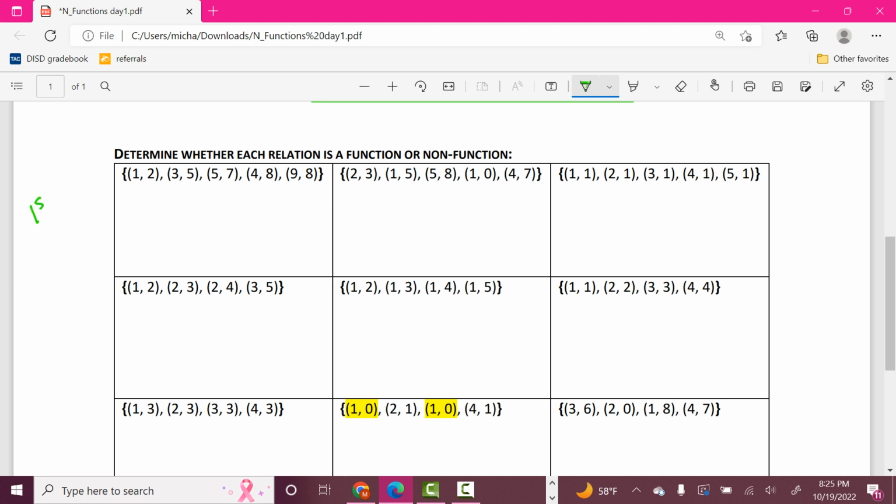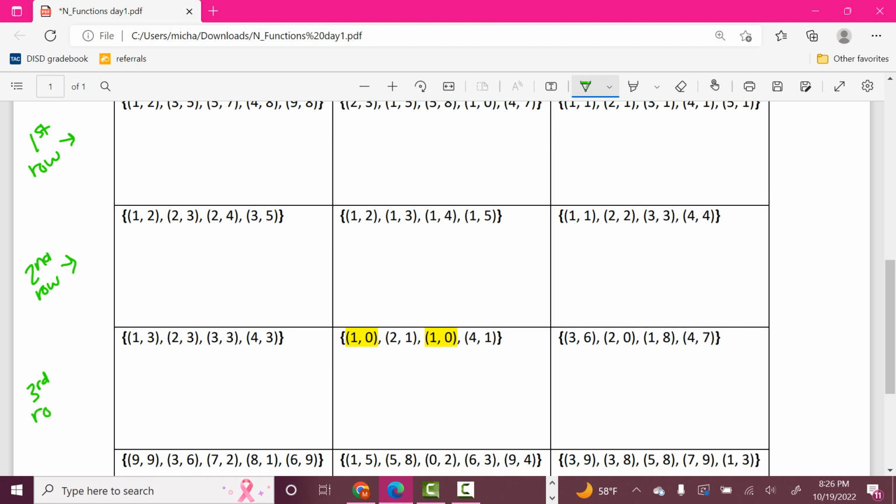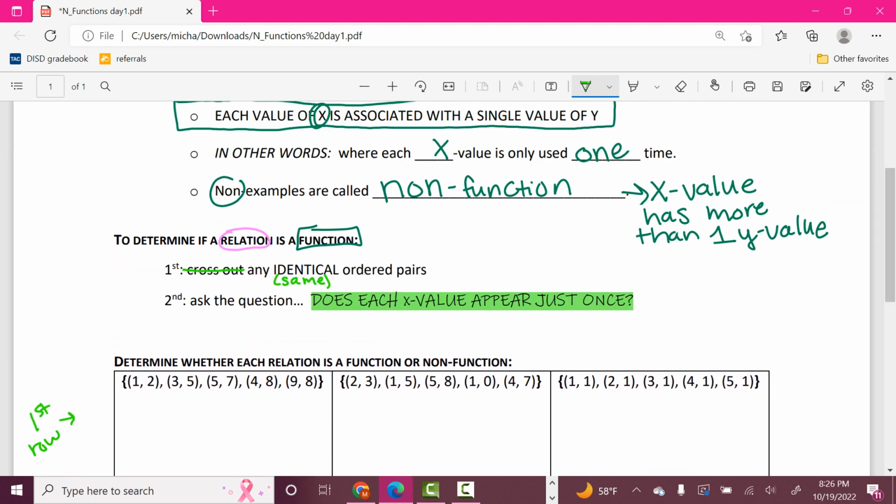So this is the first row. You don't have to write this, please. The second row. And the third row. Okay, I don't want you guys to think you don't have to write anything. Now you guys can write down what I write. The very first thing we were told to do to see if a relation was a function, and that's what the instructions are here, was cross out any identical ordered pairs.